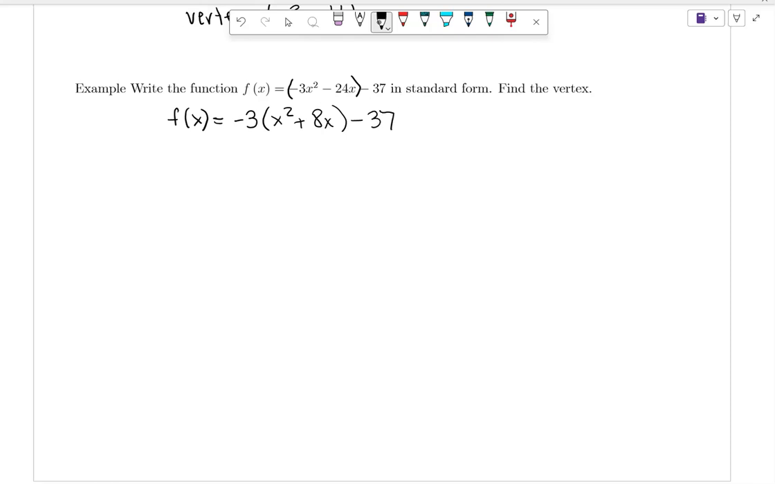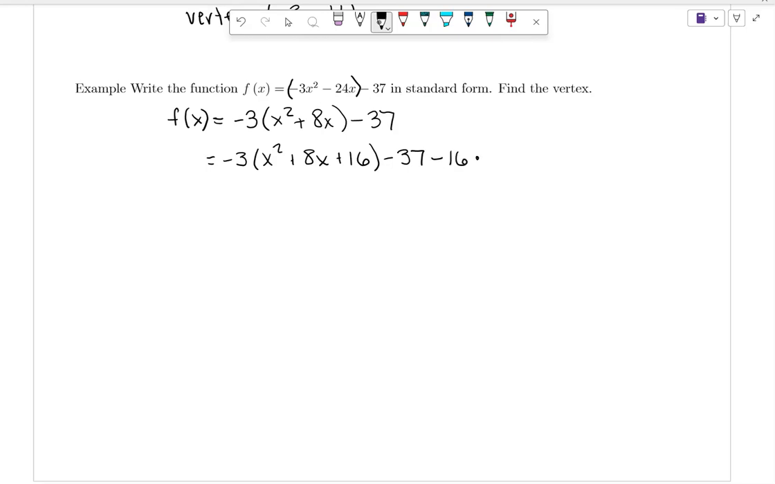Okay, next step. What'd you guys do? Yes, yep, half and square the 8. So then we get negative 3 times x squared plus 8x. What'd you get for that? 16. Yep. Plus 16. And then what do we do? Minus 16. Yep.